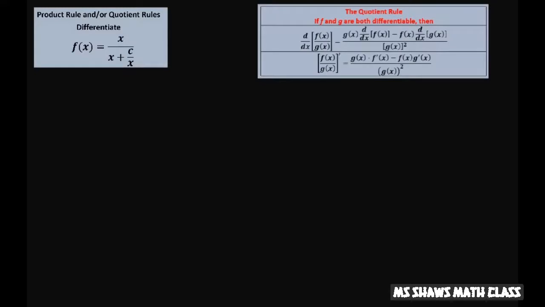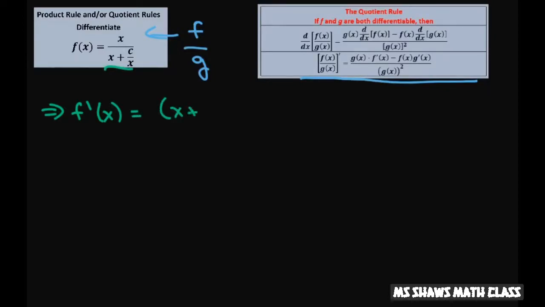So basically, I'm going to let my numerator be f and my denominator be g, and I'm going to use this formula. So we have f prime of x equals, now you copy your denominator, which you can copy as x plus c x to the negative 1. We can fix that later. And then you take the derivative of f, which is just 1.